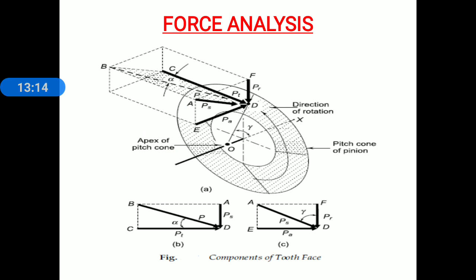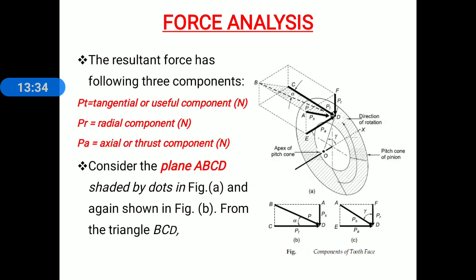Figure A, that is the pitch cone of the pinion, apex point of cone, direction of rotation, then that resultant force P, that acts at a midpoint of the face width, that is point D. This resultant force is resolved into three components, that is PT, PR and PA. Consider a plane ABCD, that is in figure A. Observe that plane ABCD, shaded by the dots in figure A and again shown in figure B.